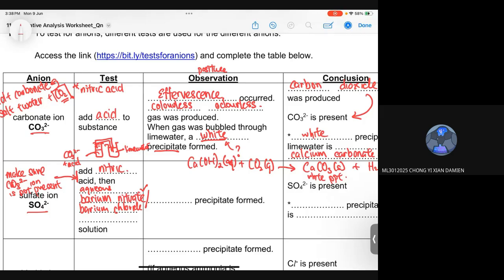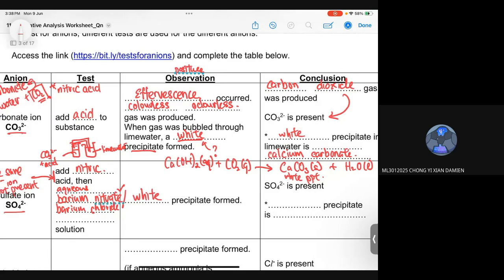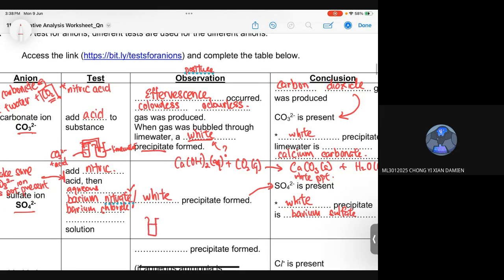Now, if I add barium nitrate, what I'm going to observe is a white precipitate forming. If you see this white precipitate formed, you can conclude that sulfate ion is present. So if you add barium nitrate and you get a white precipitate, you know that sulfate is present. Why? It's because the white precipitate formed is actually barium sulfate. So I've got an unknown solution, X. I add in barium nitrate. Then you get a precipitate here.